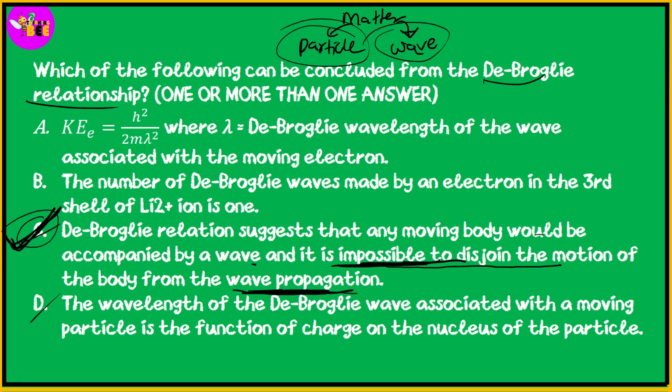Now, let's look at option D. The wavelength of the de Broglie wave associated with a moving particle is a function of charge on the nucleus of the particle. Now, we know that lambda is inversely proportional to the momentum, and removing the proportionality sign, we get lambda is equal to h by mv. None of these factors depend on the charge of the nucleus of the particle. That is, h does not depend on the charge of the nucleus, m does not depend on the charge of the nucleus, neither does v. So, this means that lambda does not depend on the charge of the nucleus of the particle. Therefore, option D is also incorrect.